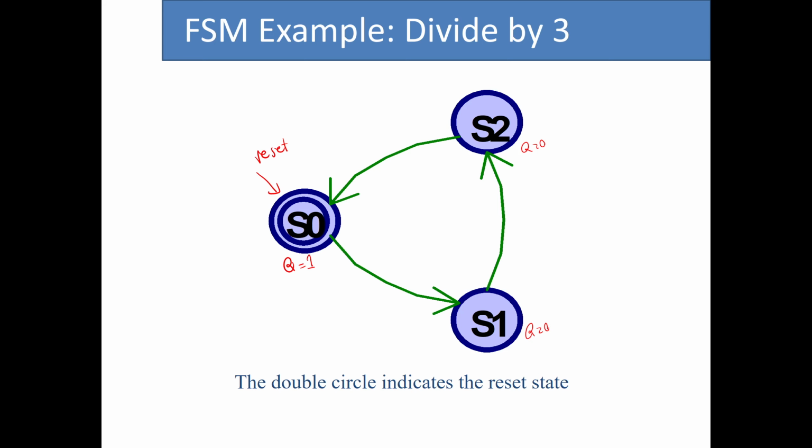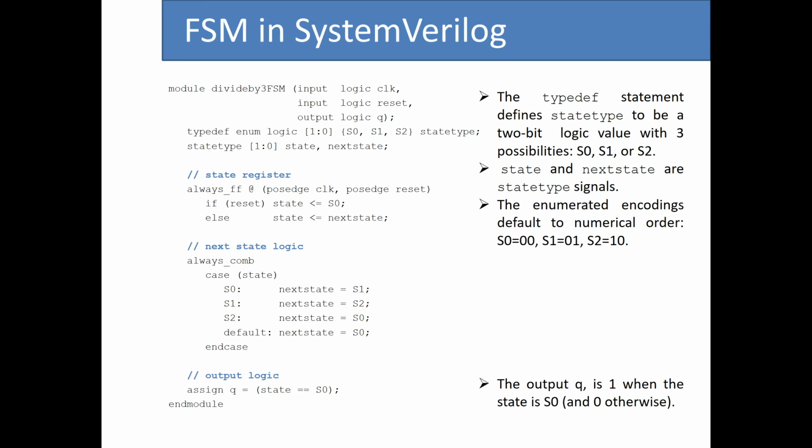Let's say we want to implement this circuit using SystemVerilog. The module that we want to create looks something like this. There are some known keywords that we see everywhere. When we have a module, we definitely have module and endmodule in SystemVerilog. Then we have the name of the circuit or module. Here it's called divide3FSM.